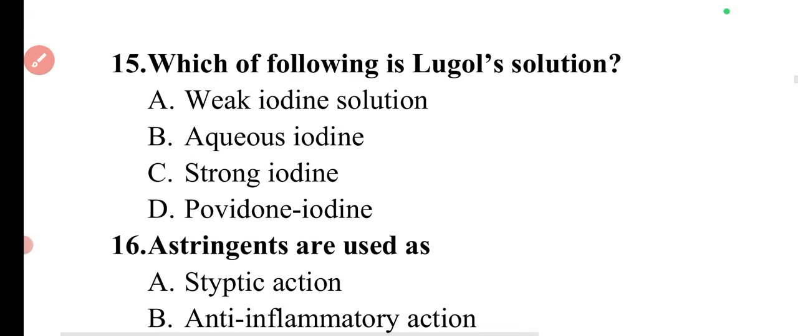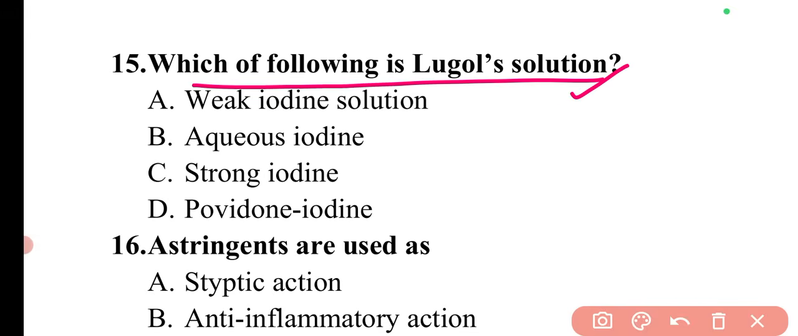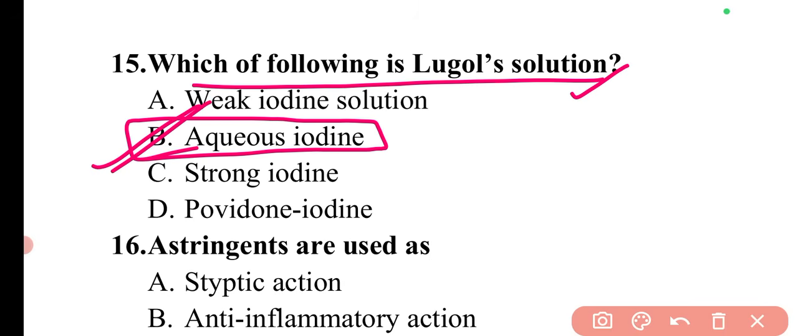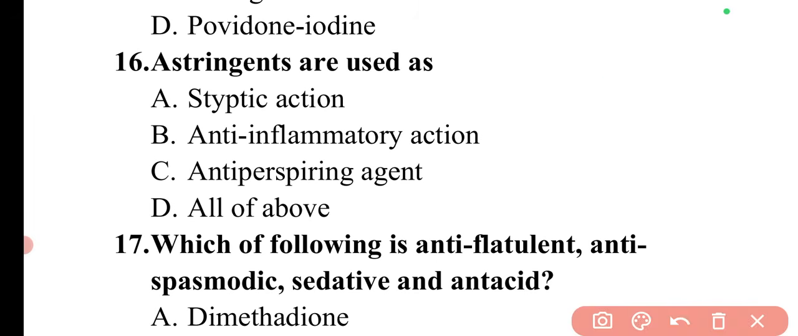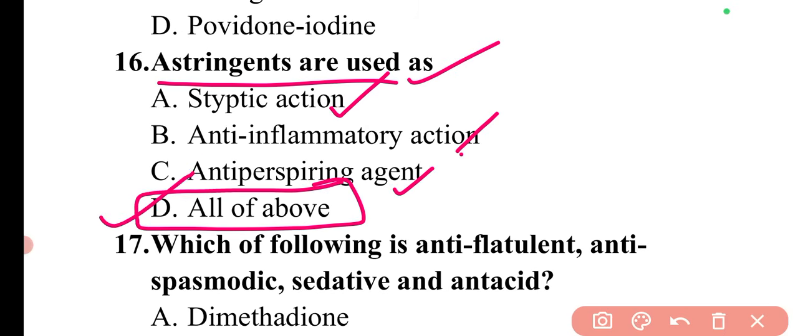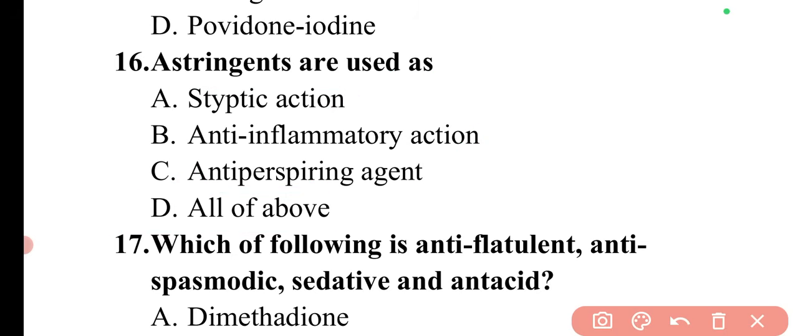Then next question is, which of the following is Lugol's solution? So the aqueous iodine solution is known as Lugol's solution. So here option B is correct. Next question is, astringents are used as, basically the astringents are used as styptic. They have anti-inflammatory action and they also act as anti-perspiring agents. So here option D, all of the above, is correct.